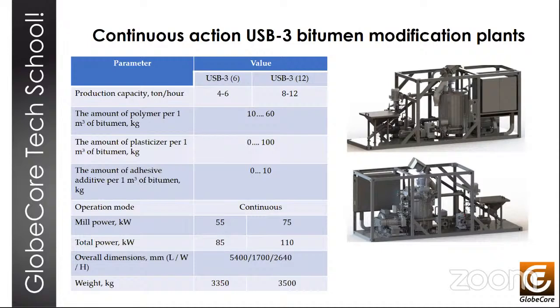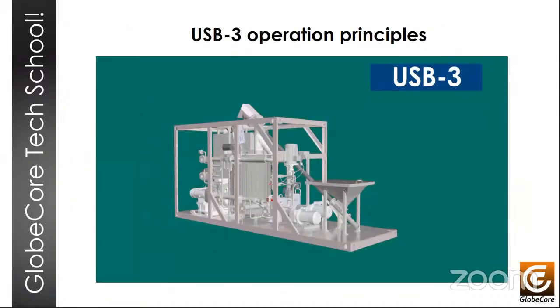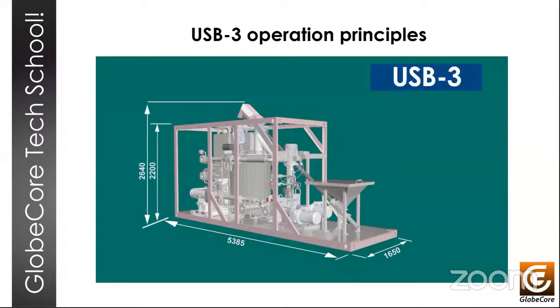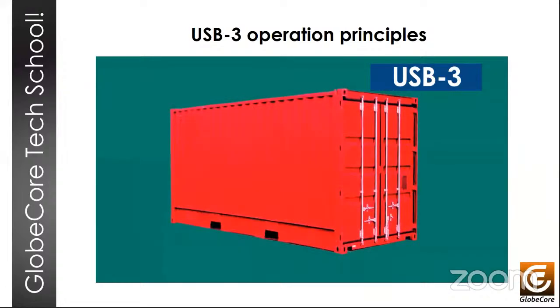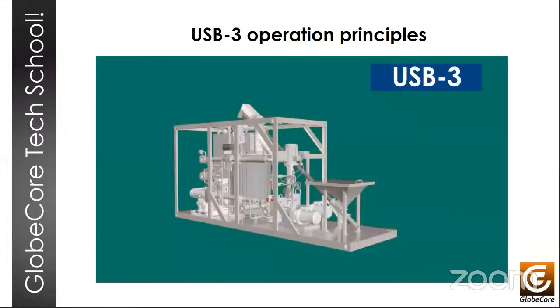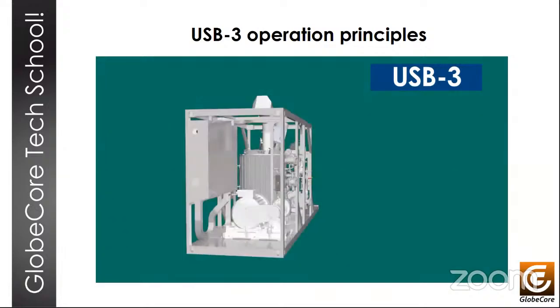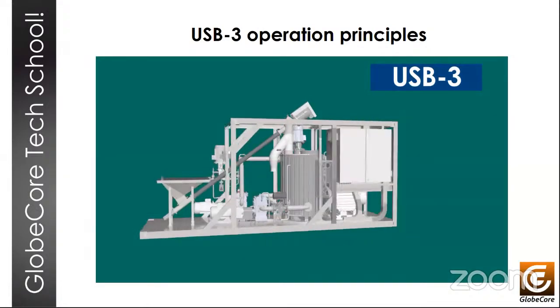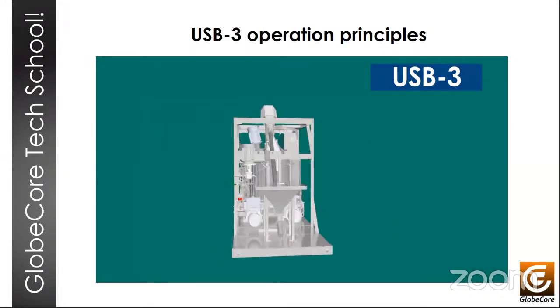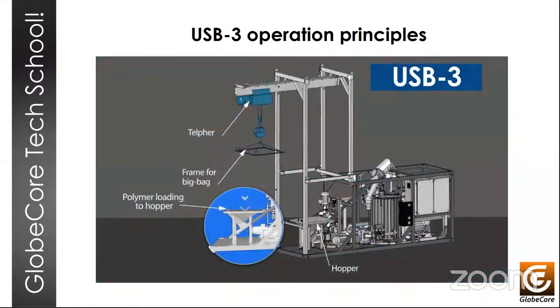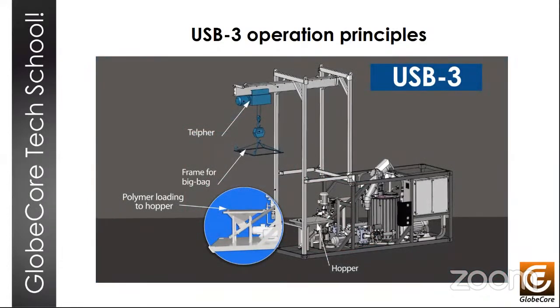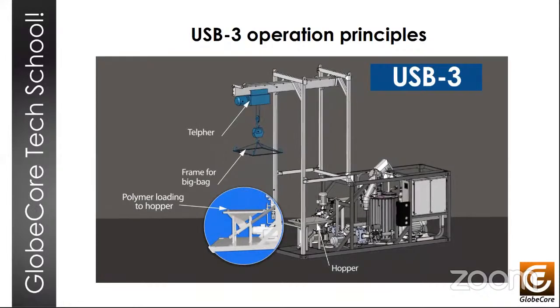Right, so on the principle of operation of the USB 3 machine. The system is mounted inside a frame. The dimensions of the frame allow easy transport in a standard 20-foot container. The frame itself is pretty strong physically, so the plant can be quickly deployed or dismantled in the field whenever the location of the asphalt plant must be changed.